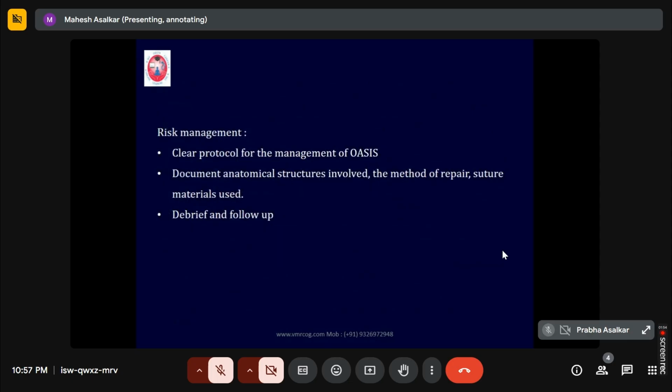So the last is risk management. You need to have a clear protocol for the management of obstetric anal sphincter injuries, and document the anatomical structures involved, the method of repair, and the suture material used. So when you are documenting, you have to mention what exactly the tear was, what anatomical structures were involved, how it was sutured, and what type of suture material was used. And you have to debrief the patient and advise the follow-up.